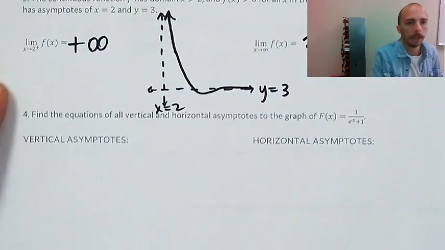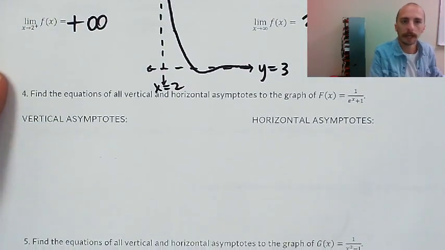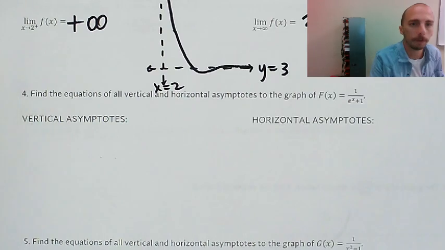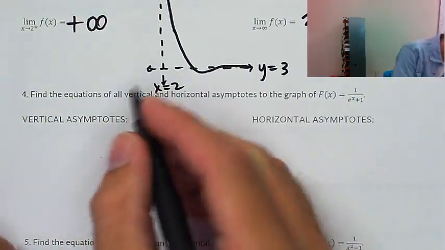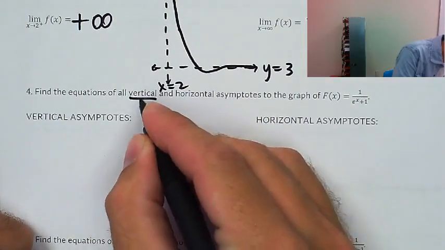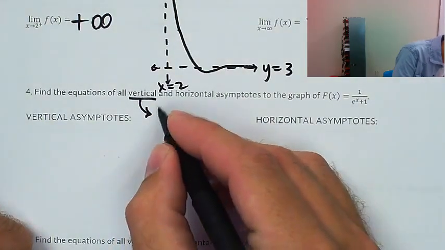Okay. Now we're going to be looking at solving for the values of some vertical and horizontal asymptotes, okay? And so just to remind you, the cause of a vertical asymptote is division by 0.